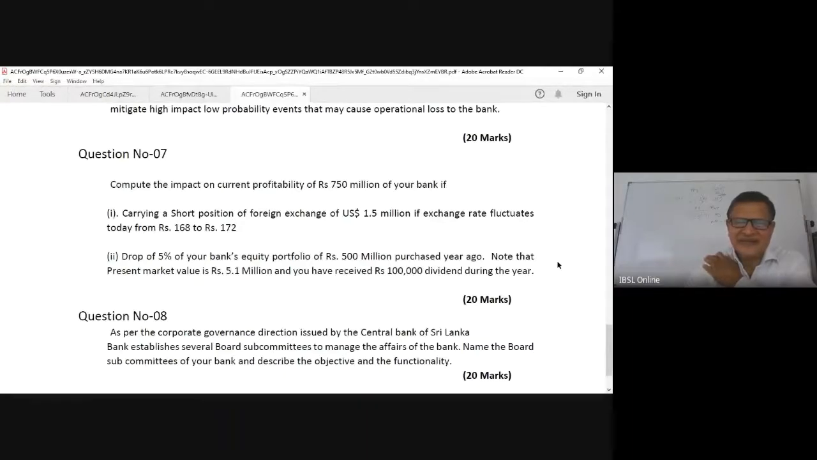And exchange rate fluctuates from 168 to 172. So you multiply 172 into 1.5, you get a figure of 258 million. So your debit balance will increase from 252 million to 258 million. The difference between these two figures is your loss on forex, which is 6 million. That you deduct from your original current profitability, which is 750 million. So you get the result of 744. Is it clear?